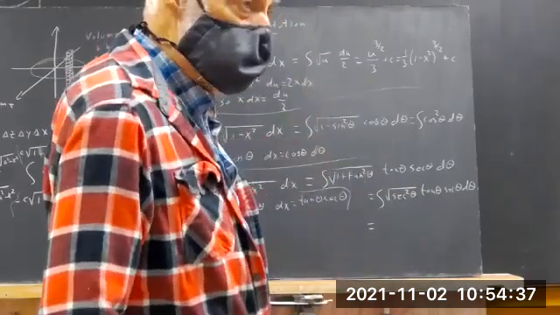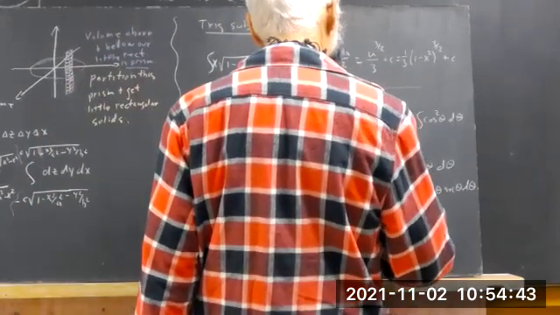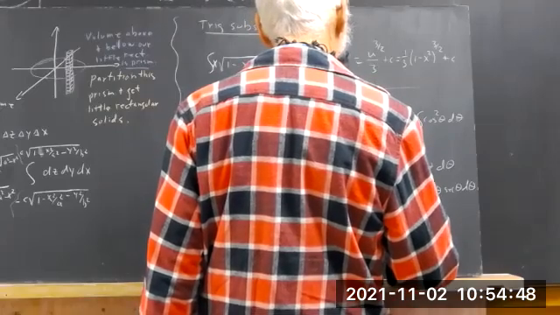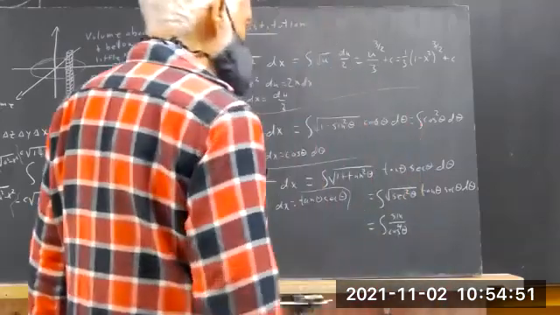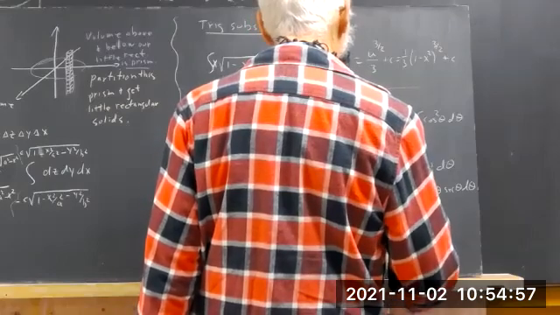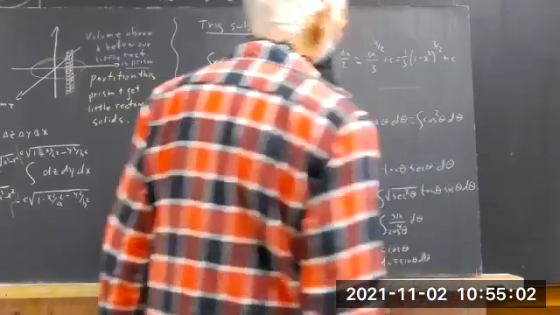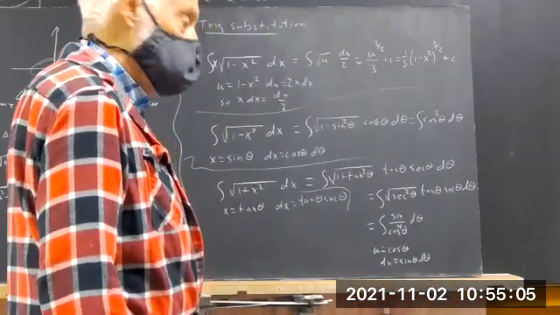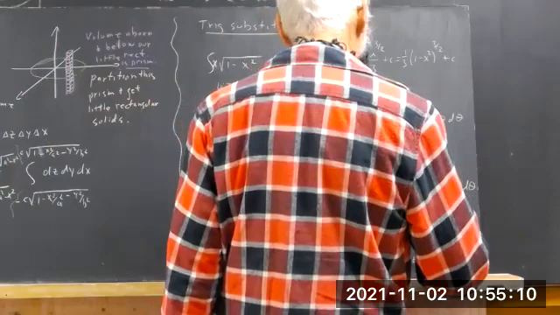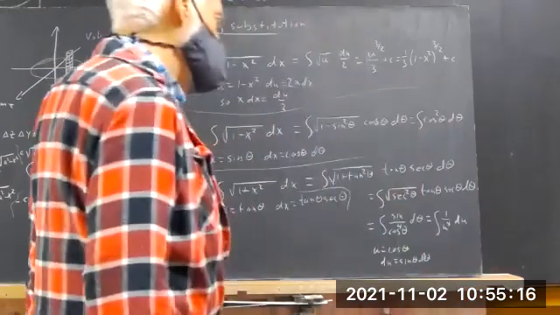Secant is a reciprocal of cosine. And this comes out sine over cosine to the 4th theta d theta. And let u equal cosine theta. So the du equals negative sine theta d theta. Okay. This becomes the integral of 1 over u to the 4th du being integrated.